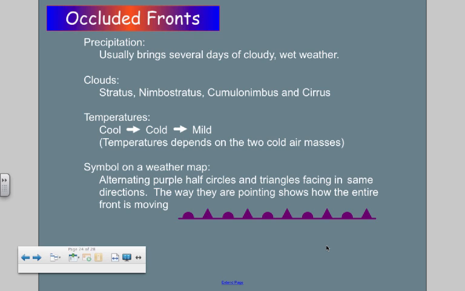Now, the symbol on a weather map is alternating purple half circles and triangles facing in the same direction. Again, because this is a cold, warm, and cold air mass all moving together, we have to basically combine red and blue so we get purple. And so you can see it's alternating circles and triangles. Now, these point in the direction that the whole thing is moving. So in this case, the occluded front would be moving up towards the top of the screen.